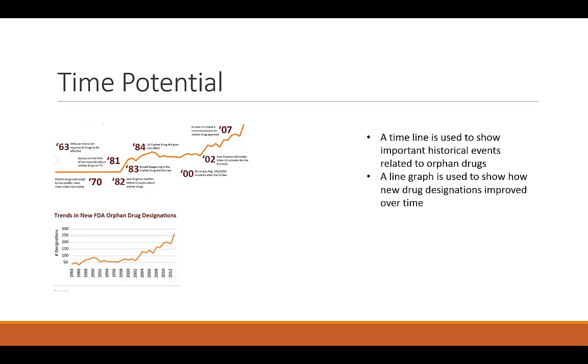A line graph is shown in a traditional trend display that shows how new drug adoption relates to time over time, and that timeline positional encoding is further used within the historical timeline to show how historical events connect back to the trend in new orphan drug adoption.